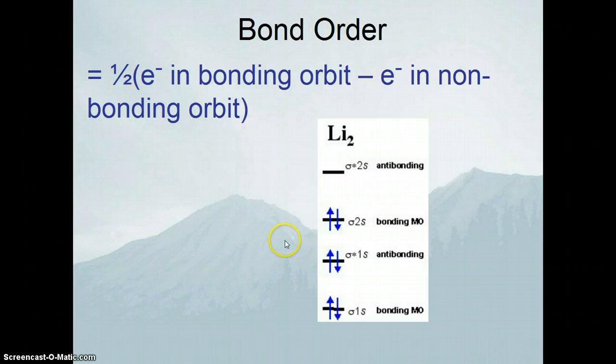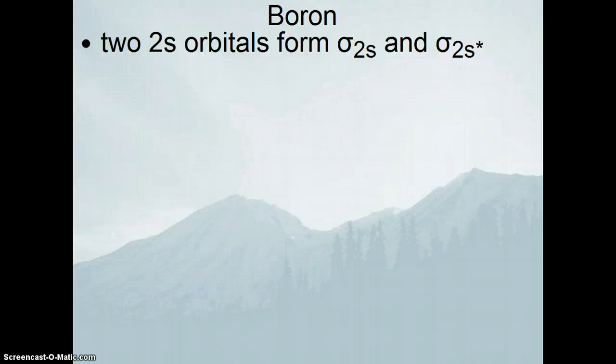Divided by 2 means the bond order of the lithium diatomic is 1. Now, that's for real simple, just sigma bonding orbitals and sigma antibonding orbitals. It's a little bit different when we start getting to p orbitals. So let's consider boron for a moment.